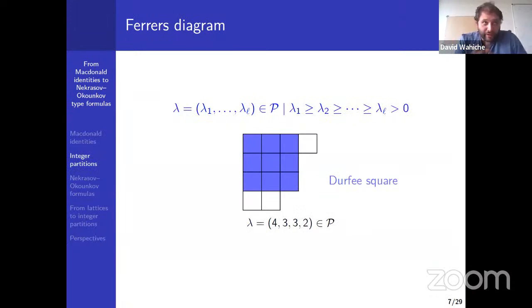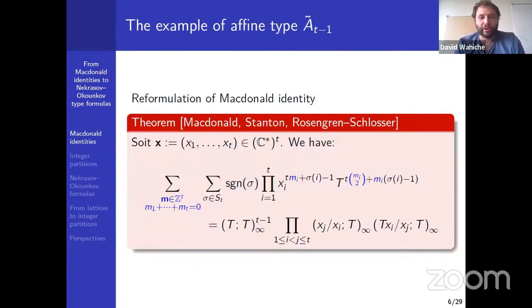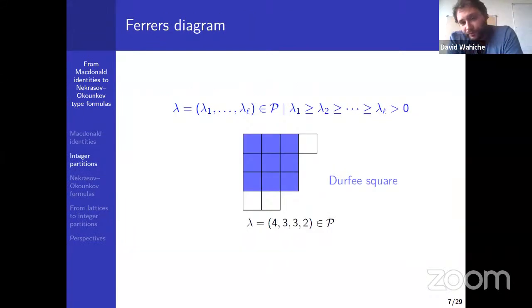So given the fact that we want to rewrite those formulas as characters with dominant weight indexed by partitions, we want to build a dictionary between this multivariate power series and partitions. So what is a partition? A partition is basically a non-increasing sequence of strictly positive integers, and it can be naturally represented by its Ferrers diagram.